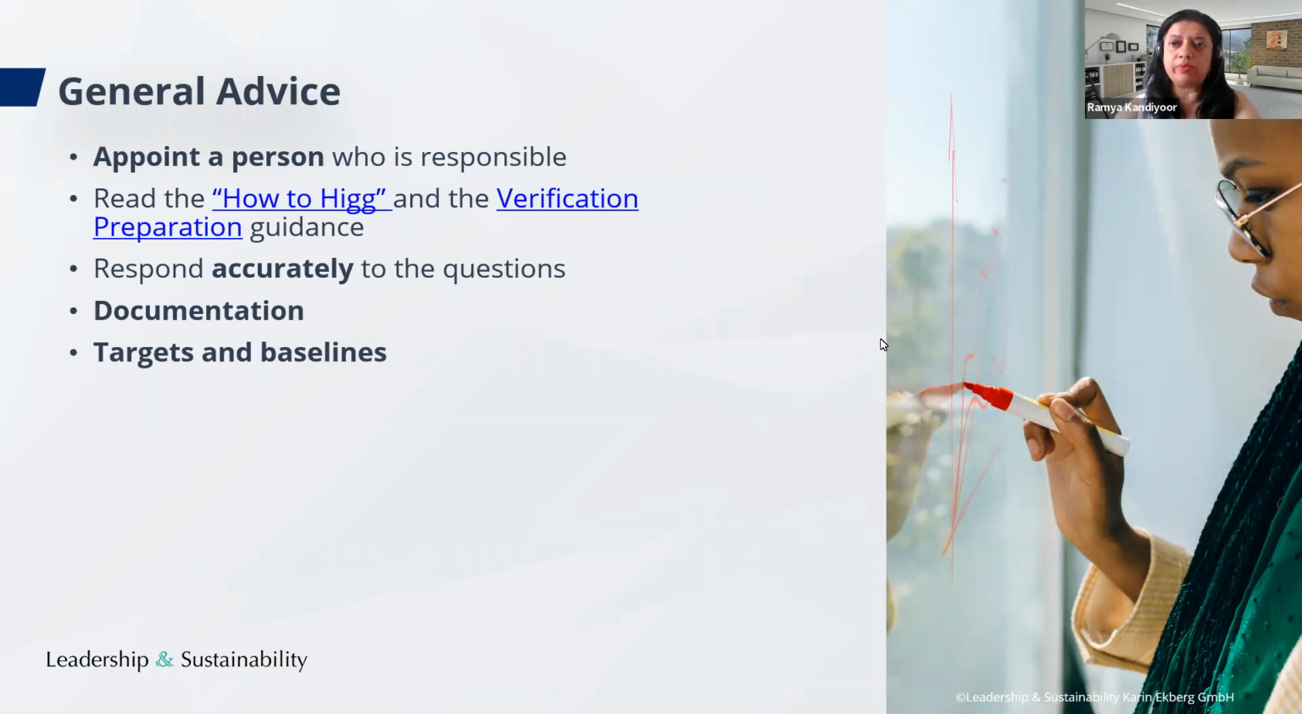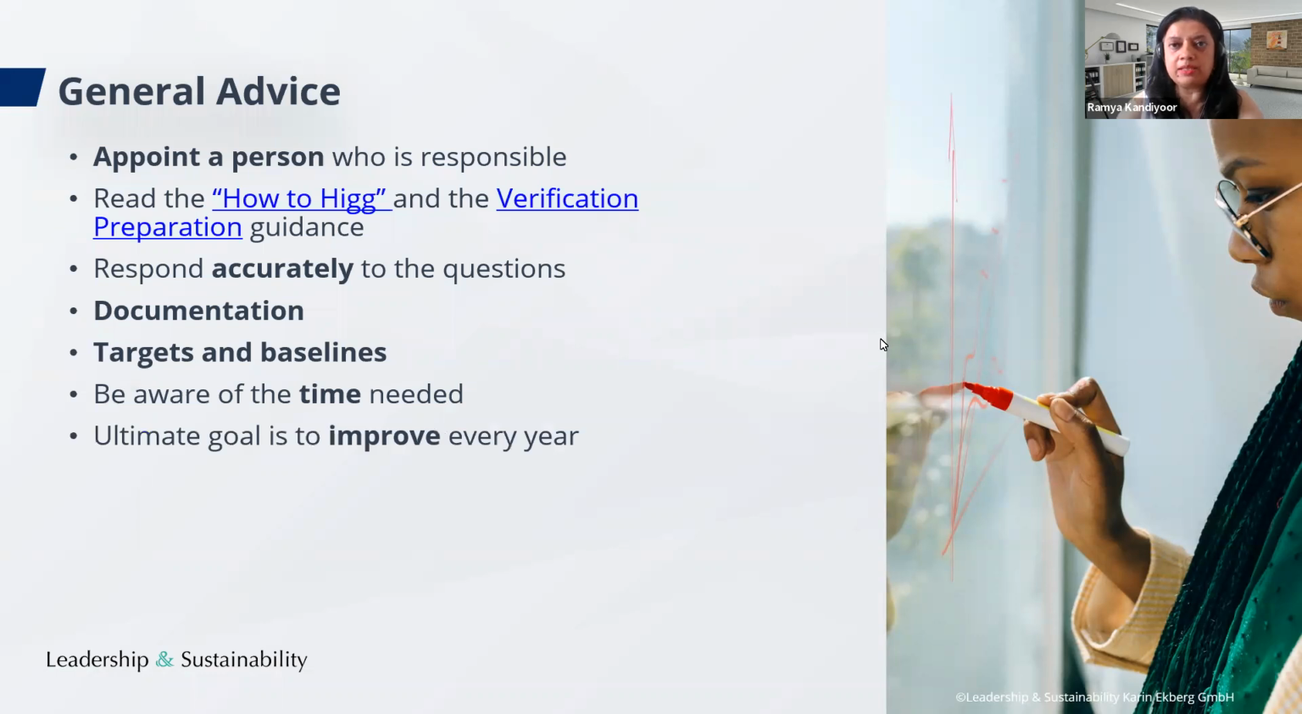The documentation is very important in the FEM. SAC has given a lot of stress on the documentation that is required to confirm a particular answer as a yes on the platform. You would also be required to have all of your targets and your baselines. Please be aware of the time that would be required. Please keep at least a minimum of 4 weeks to complete your Higg FEM, because you might have all of the data, but you would need to re-verify everything before it is finally uploaded. And the ultimate goal for the verification is that you are able to improve year on year.